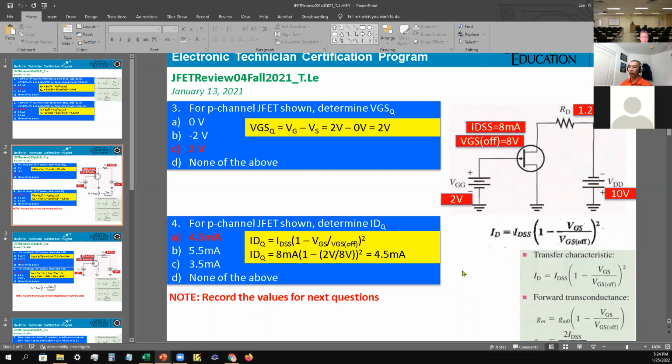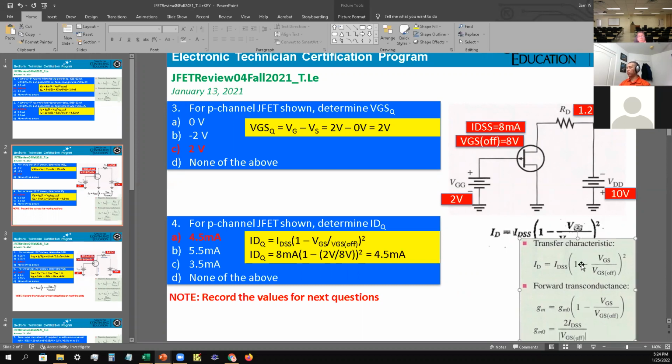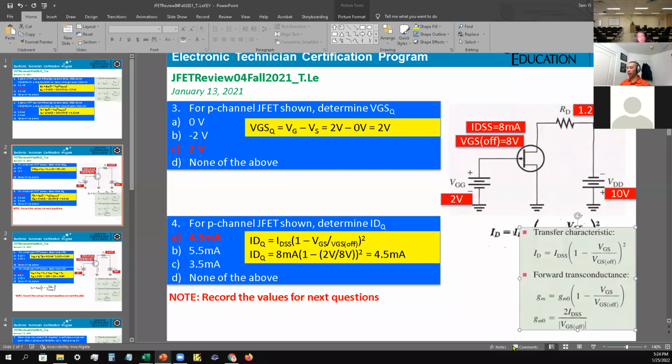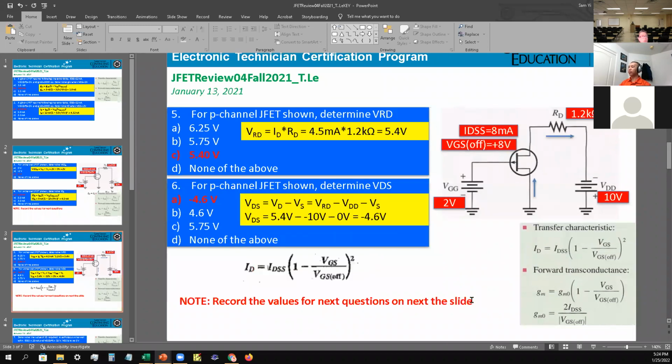Okay, any questions on number 3 or 4? Was there a lower portion of that formula there, Sam? Not shown. You don't need it at this moment. It's not really needed right now. Not just the gm0, which we don't need at this time. We just need to apply the transfer characteristic formula here. Okay. All right. So next set.